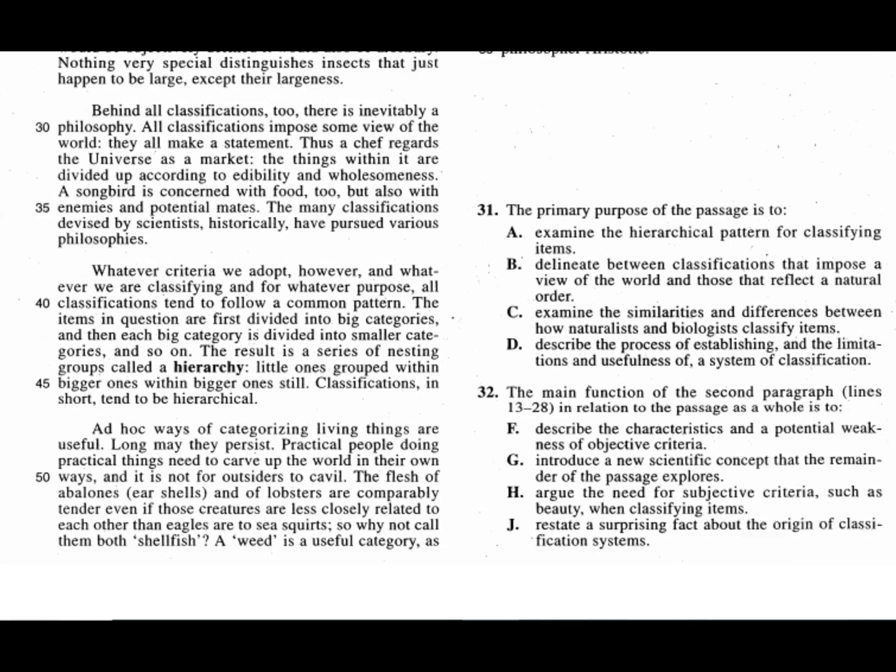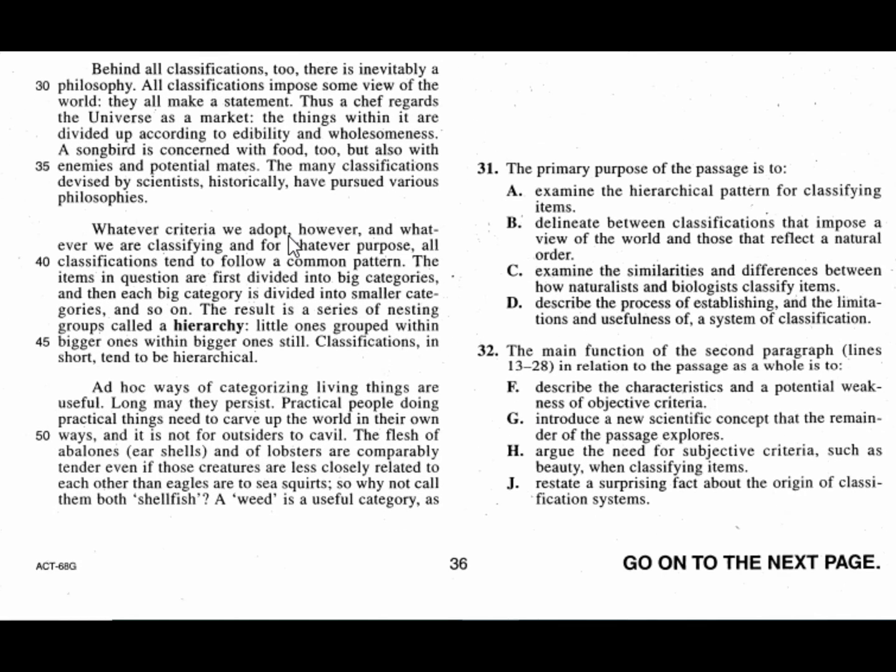It says behind all classifications too, it's inevitable philosophy, all classifications pose some view of the world, okay? So classification systems again. Whatever criteria we adopt, so it's classification systems dealing with criteria. And we already know that there's two types, all right? Over here, ad hoc categorizing living things is a useful way. So categorizing, this is just another way of saying criteria for classification systems.